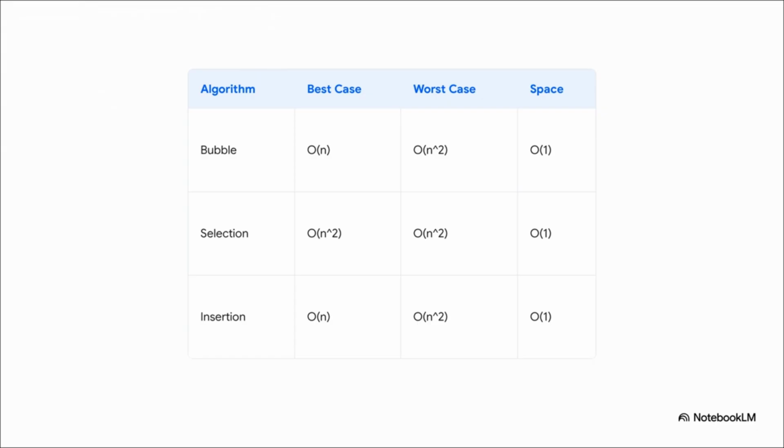But look at that time complexity. In the worst-case scenario, like if the array is completely backward, they all suffer a really painful O(n²) time. However, if the array is already mostly sorted, bubble sort and insertion sort can tear through it in a blistering O(n) time. Selection sort, sadly, is stuck at O(n²) even on its best day. Why? Because it mindlessly searches the entire array anyway.